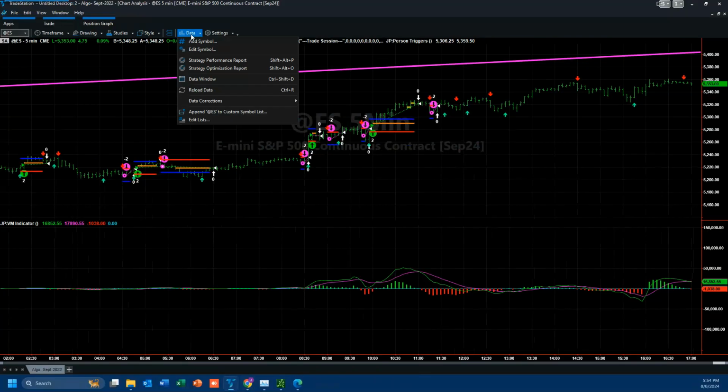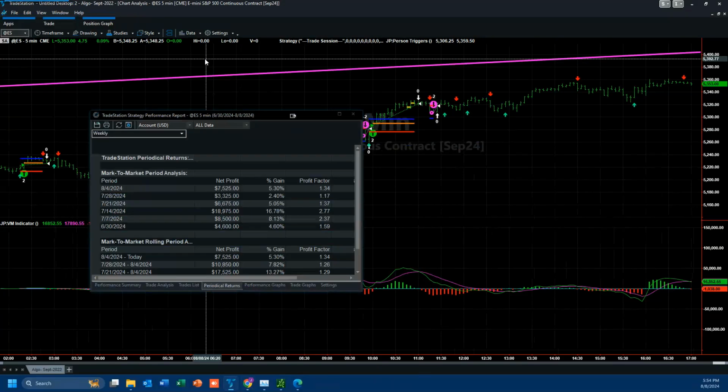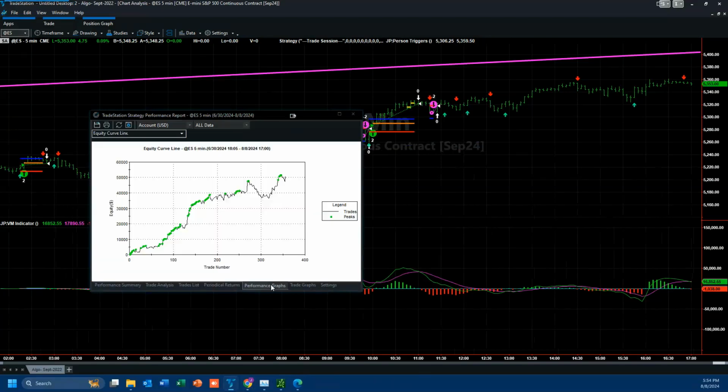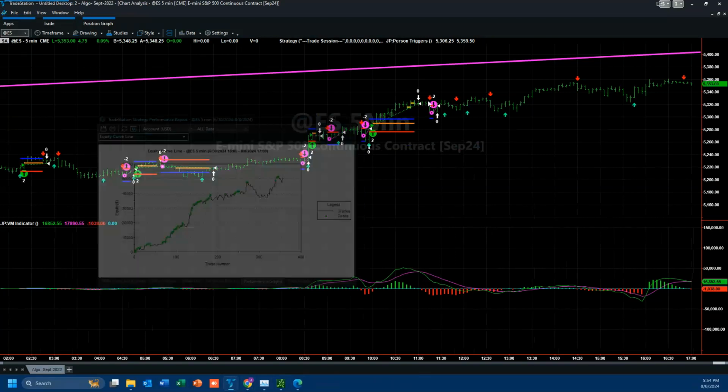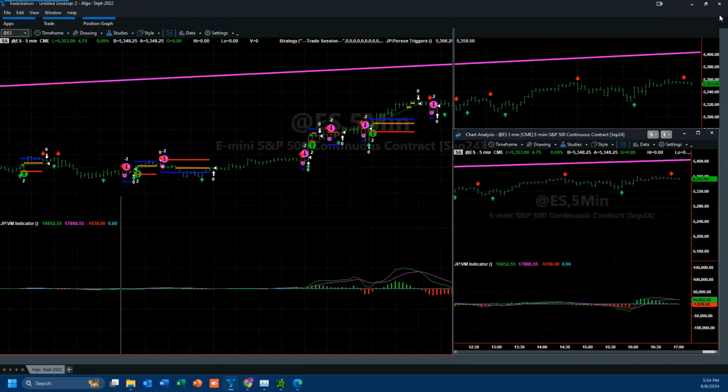The performance was another question. So, strategy performance report. Weekly analysis, this is kind of like the last 5 weeks. Performance graph, there it is. Pretty substantial on the ES model. That's a day trade. That's what runs in the room.